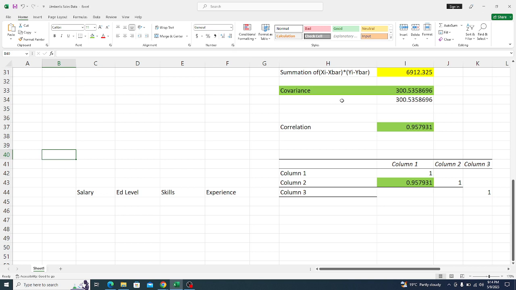If it is positive here, in most cases you'll find that the correlation is still positive, because you can see they are moving in the same direction. Here they are increasing, so you don't expect here to decrease. But if maybe this was decreasing, here we could have gotten a negative.